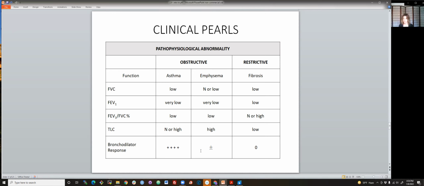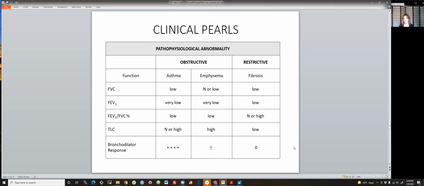If we're talking about a restrictive order, in this particular example, we're seeing fibrosis. The FVC is going to be low, the FEV1 is going to be low, but the FEV1 to FVC ratio will probably be high because you've got those forces wanting to bring everything to the center of the alveolus and pushing that volume out. And the TLC will be low.